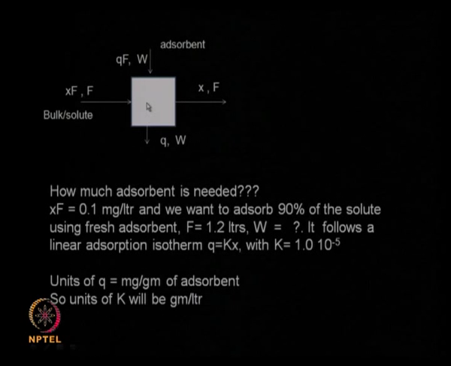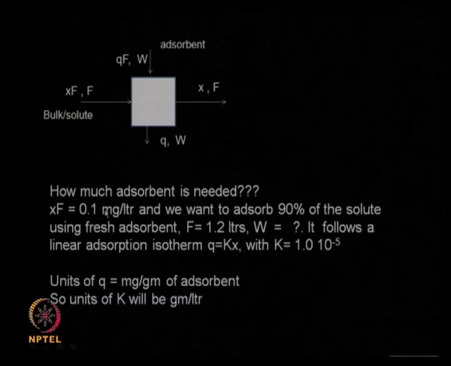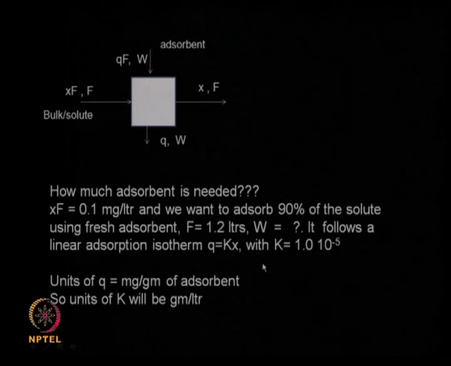I am supposed to find out how much adsorbent I need to add to recover 90%, starting from 0.1 milligram per liter, when the system follows a linear adsorption isotherm.